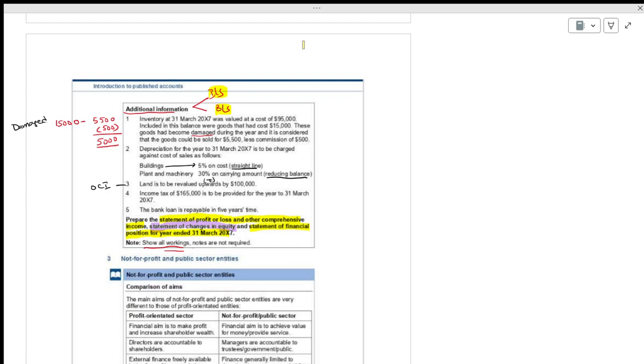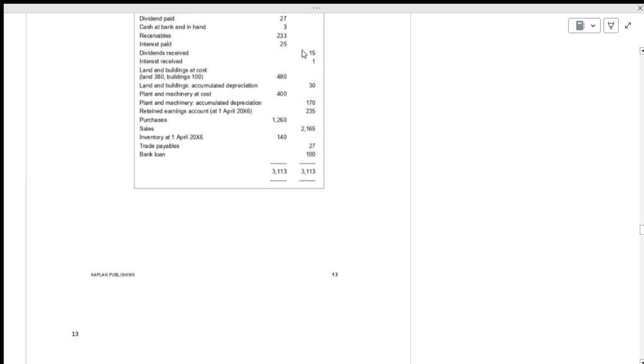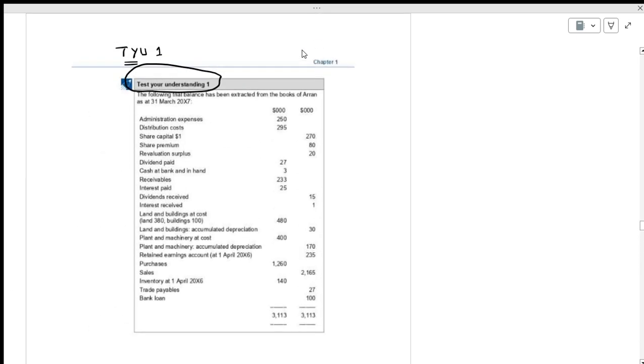Once we have done this, come back to the question. In the question, read the things. Now I will ask one by one how the things have to be done.